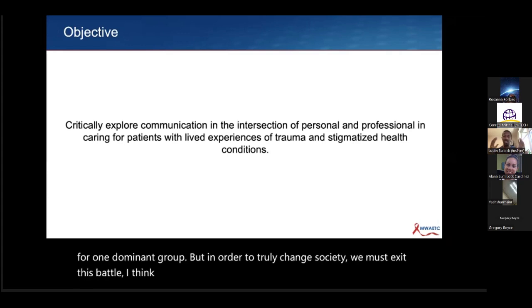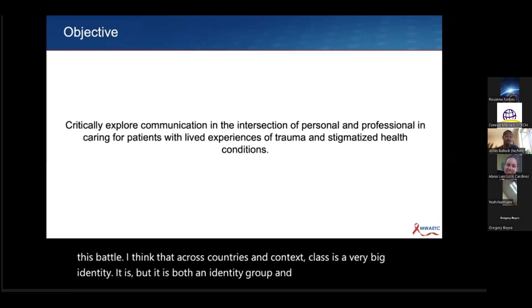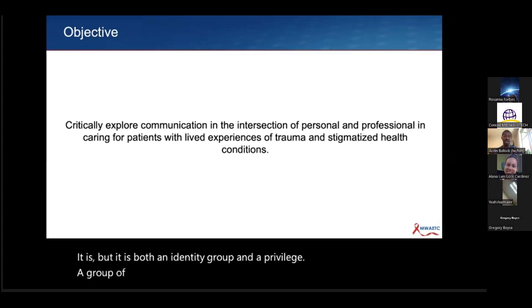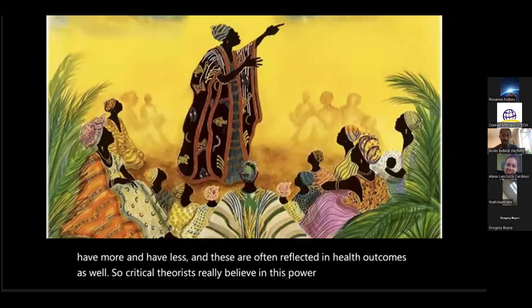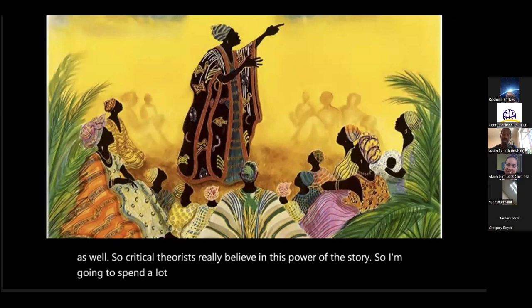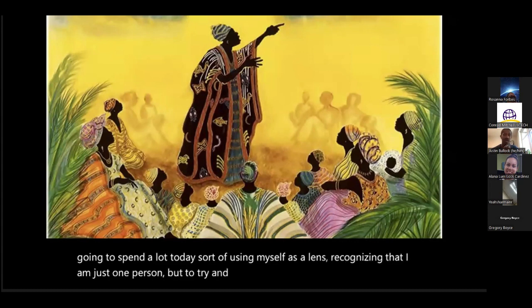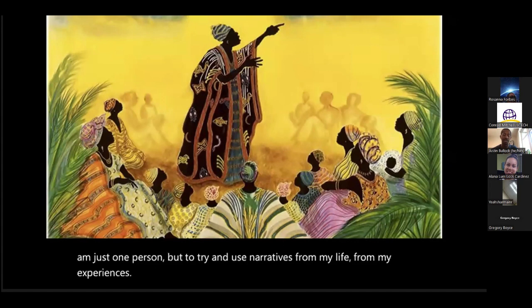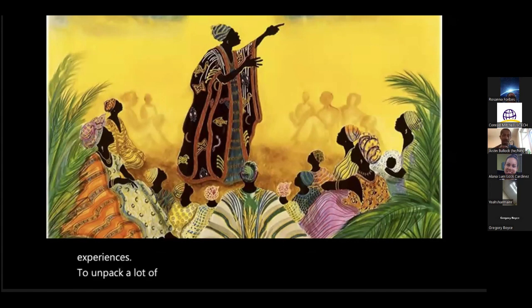I think that across countries and contexts, class is a very big identity. It is both an identity group and a group of privilege that we see across races, genders, etc. There are often people who have more and have less, and these are often reflected in health outcomes as well. Critical theorists really believe in the power of the story. So I'm going to spend a lot of today using myself as a lens, recognizing that I am just one person, but trying to use narratives from my life and my experiences to unpack a lot of these topics around stigma and power.